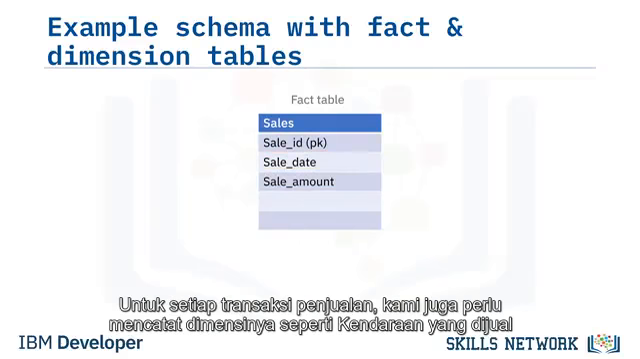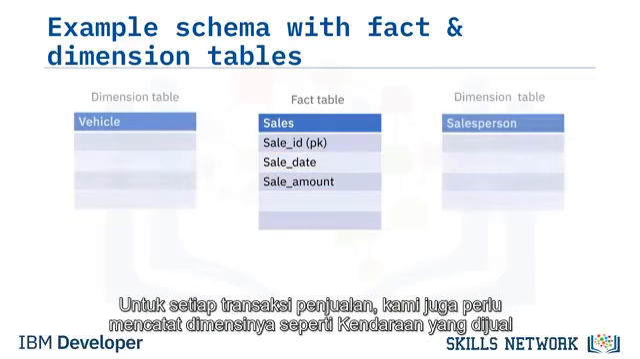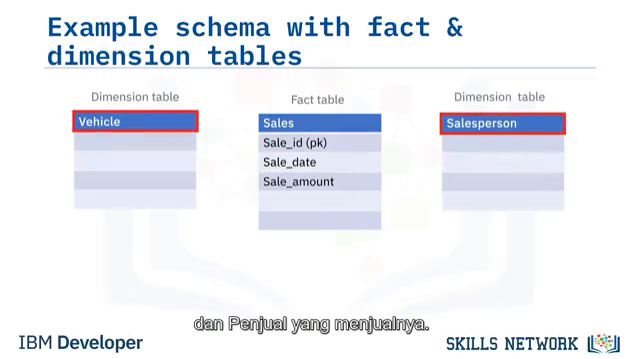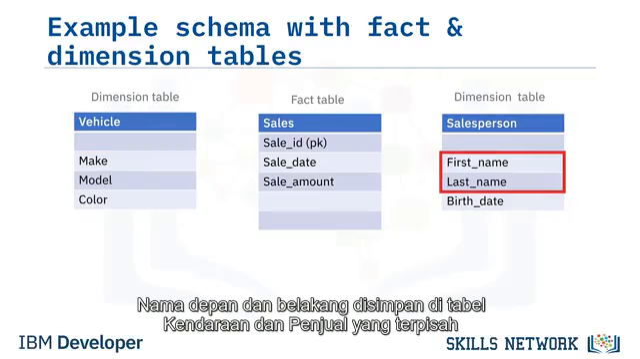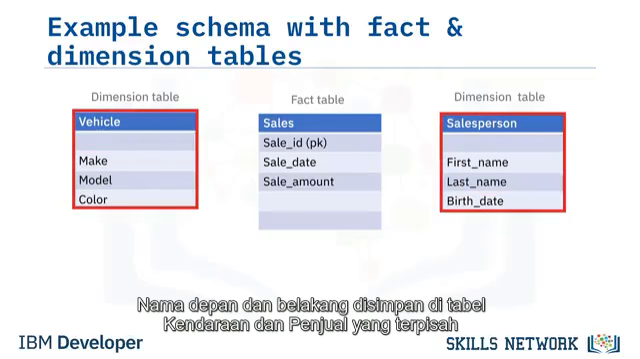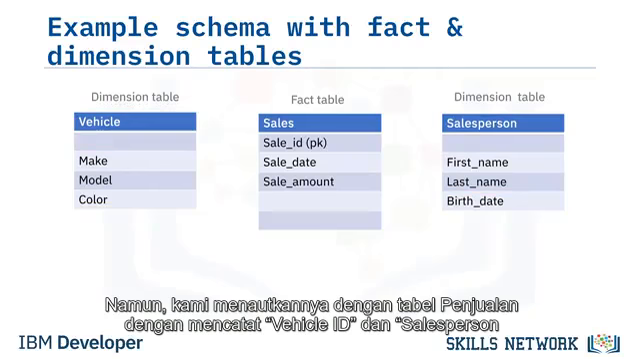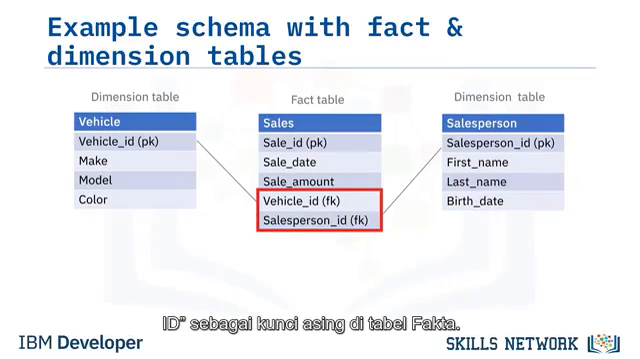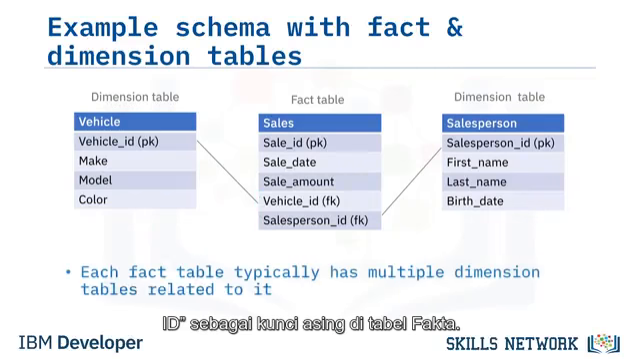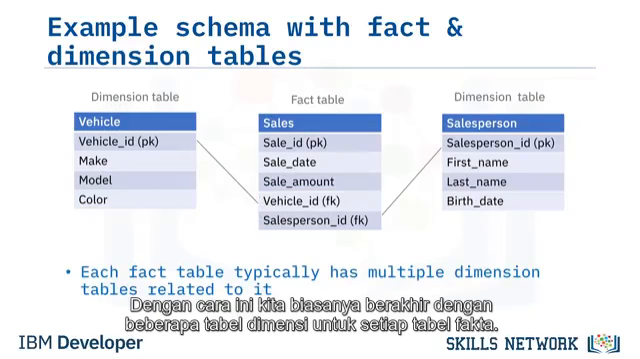For each sales transaction, we also need to record its dimensions, like the vehicle sold and the salesperson who sold it. The attributes of these dimensions, such as the vehicle make and model, or the salesperson's first and last name, are stored in separate vehicle and salesperson tables. However, we link them with the sales table by recording the vehicle ID and the salesperson ID as foreign keys in the fact table. This way, we typically end up with multiple dimension tables for each fact table.